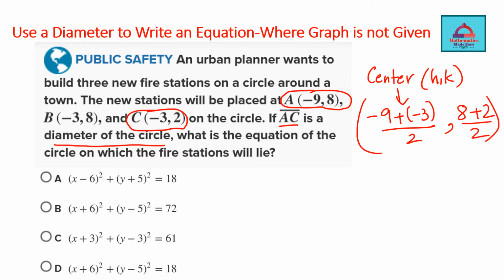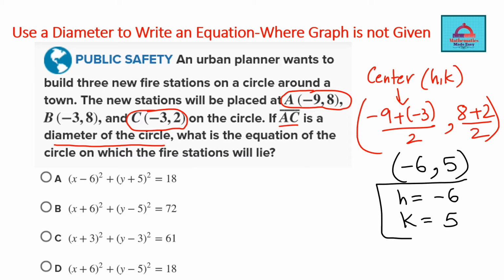So I've just used the midpoint formula. So this is -12 divided by 2, -6, 10 divided by 2, 5. So my h is -6, k is 5. Now the only thing that remains in the question is to get your radius.